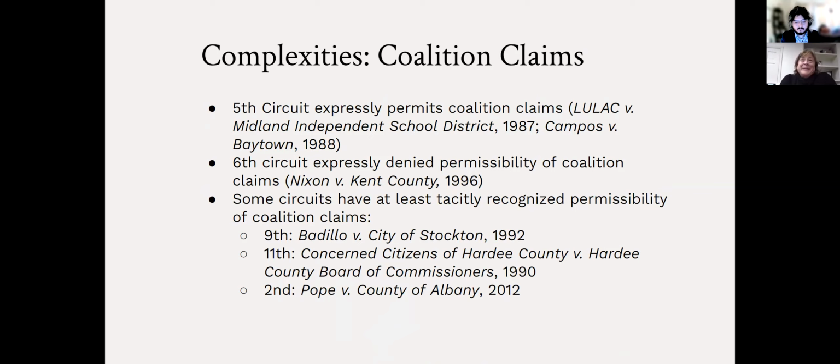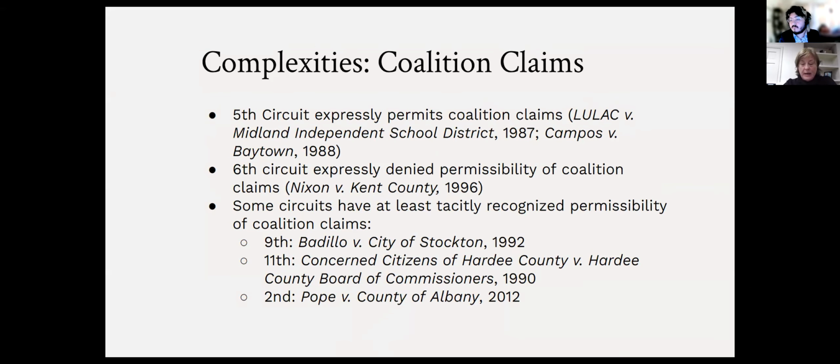The second complexity is, can you combine minority groups? Can you, for example, combine Black voters and Hispanic voters in a single jurisdiction to meet the 50% mark? And the circuit courts have disagreed on this. The Fifth Circuit saying that you can. The Sixth Circuit saying you most definitely cannot. And then some circuits at least tacitly recognizing that these coalition claims can move forward, but not actually accepting any of them, either on the grounds that the minority group was not cohesive, or that the minority groups together were not cohesive, or that voting was not actually polarized.